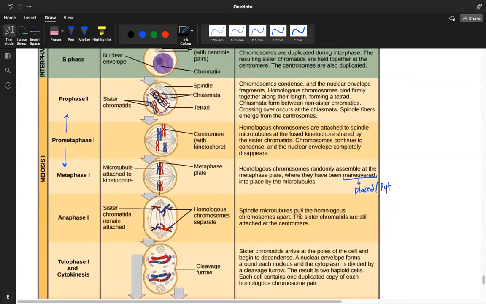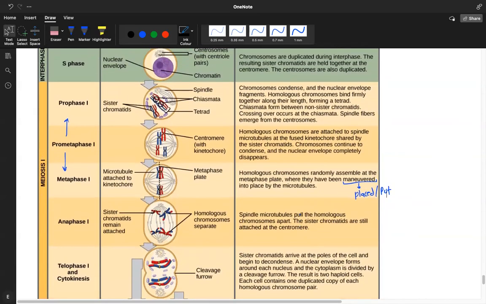Anaphase. Anaphase 1: spindle microtubules pull the homologous chromosomes apart. The sister chromatids are still attached at the centromere. Yes, so can you see now? Look at the diagram. What is getting pulled apart towards this side and towards this side is still a chromosome carrying two chromatids. So these two homologous chromosomes are being pulled apart, but still they have two chromatids.